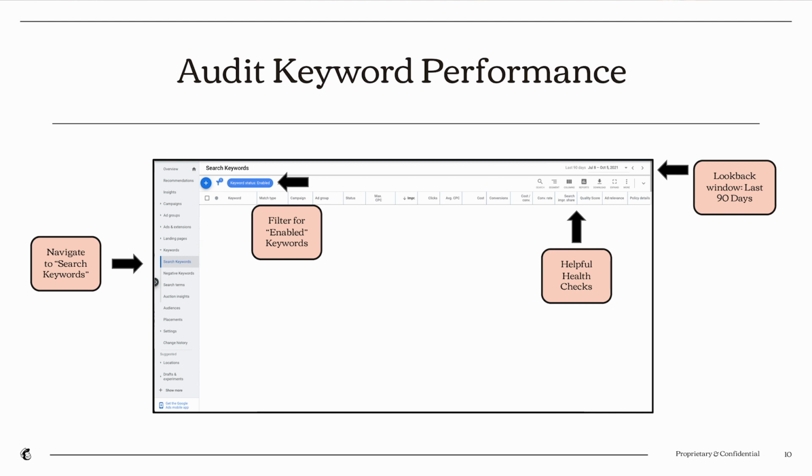On the left-hand side, I navigate to the keyword section and search keywords specifically, which is highlighted in the blue. I then filter for keywords that are enabled. You can also include keywords that are either paused or removed if you would like. I personally find much more value only looking at the keywords that are currently live when I'm looking to make optimizations.